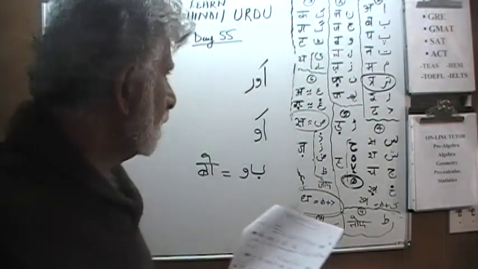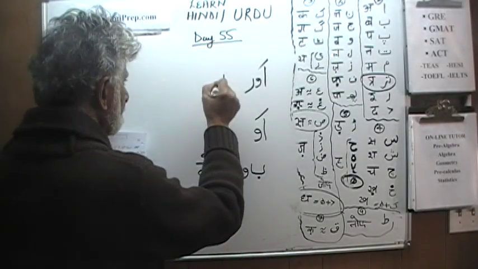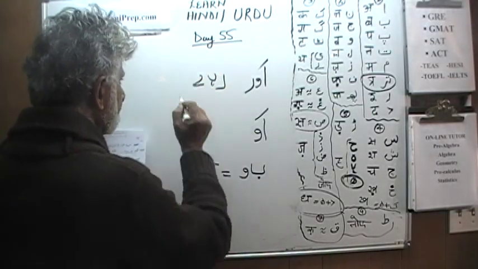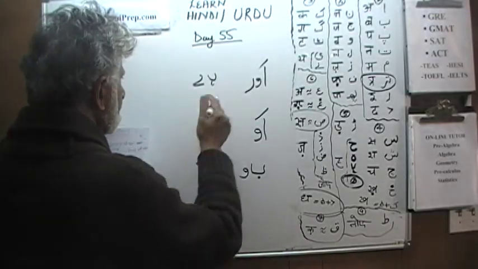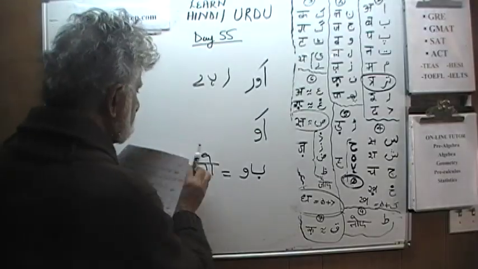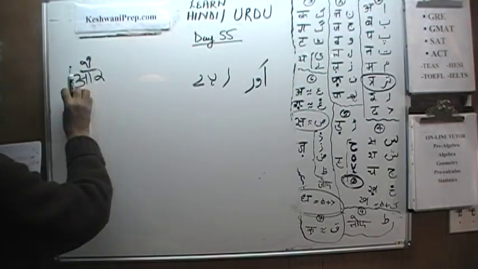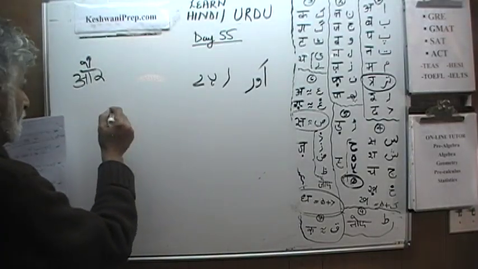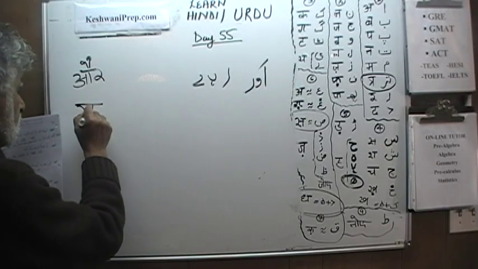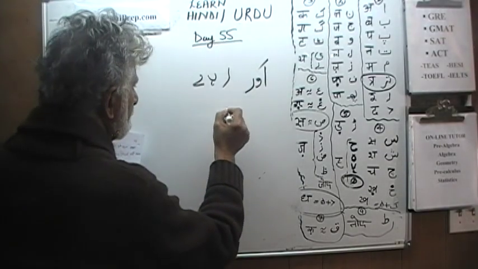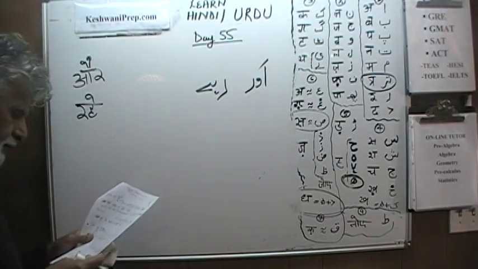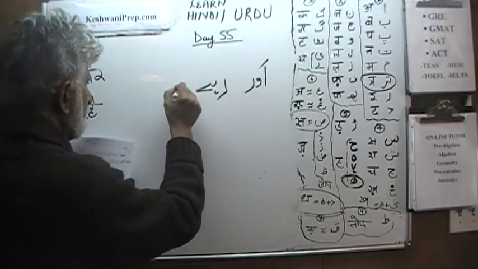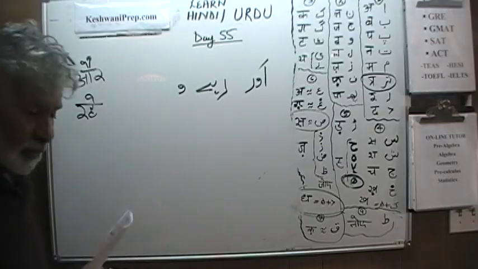Or, rahe, ra, ha, and badi, rahe. Or, rahe. Wo. So now wo is a tricky one.